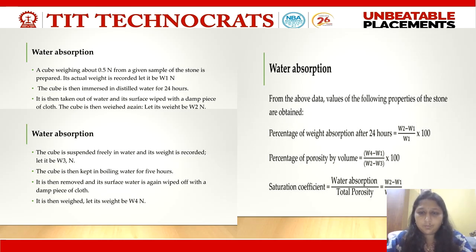If I want to calculate the porosity by volume, the formula is shown on your screen, that is (W4 minus W1). Here W4 is nothing but the weight taken when I've boiled the stone in the water for a few hours. Similarly, from the formula, I can get the saturation coefficient, which is water absorption divided by total porosity.